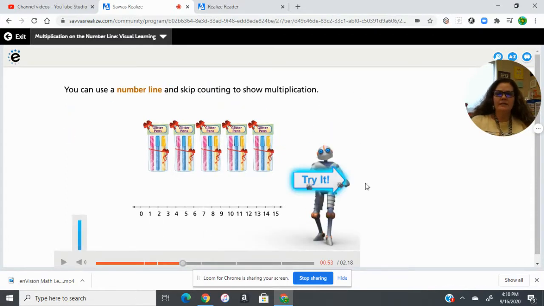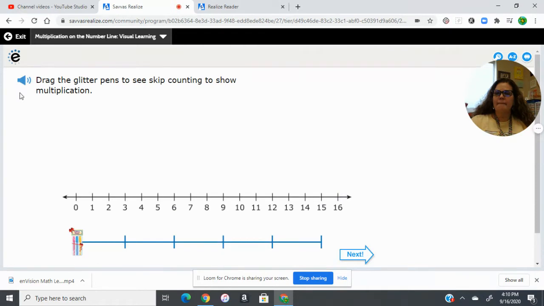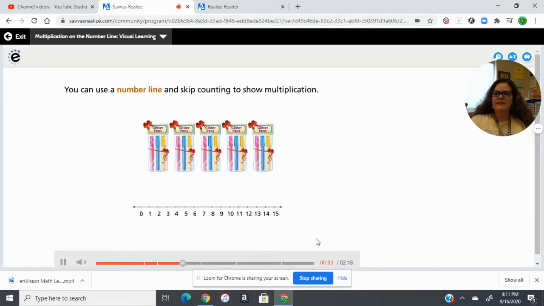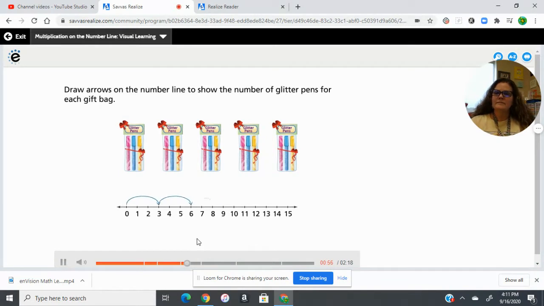Okay, let's try it. Drag the glitter pens to see skip counting to show multiplication. All right, so here's our glitter pens. One jump. Whoa, it goes fast. One jump of 3. Oh, goodness. It's very sensitive. Sorry about that. There's 3, 6, 9, 12, 15. Counting by 3s. Draw arrows on the number line to show the number of glitter pens for each gift bag.